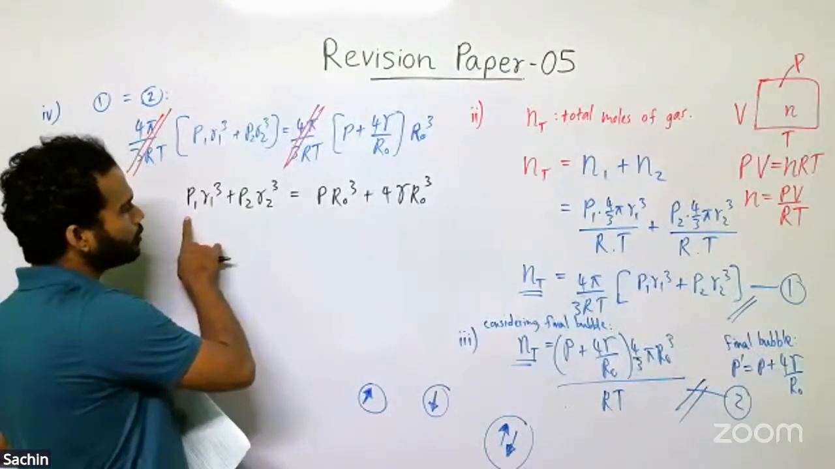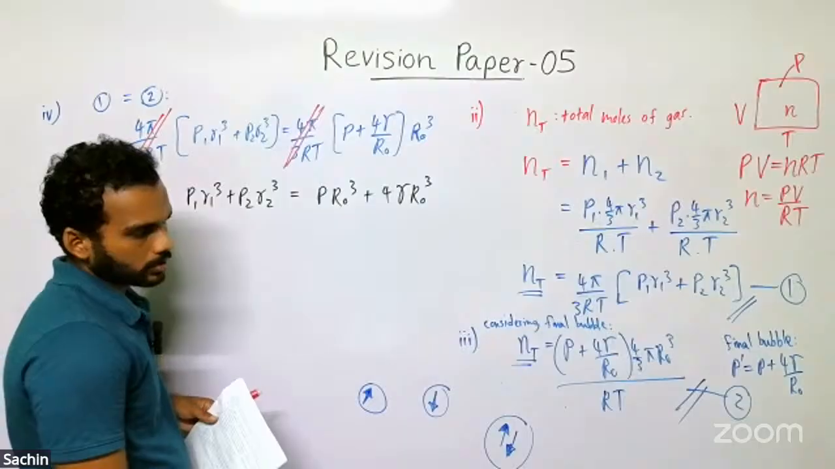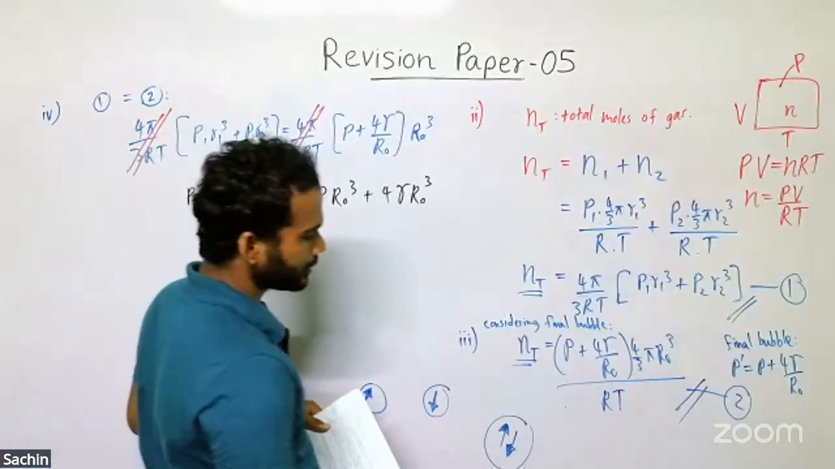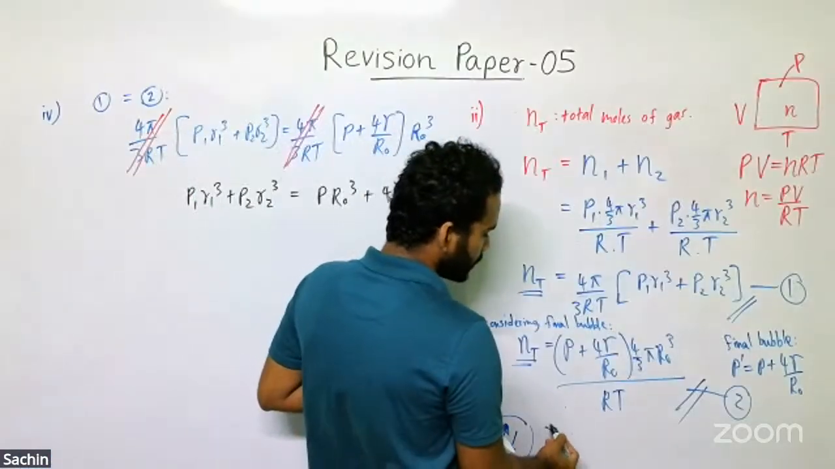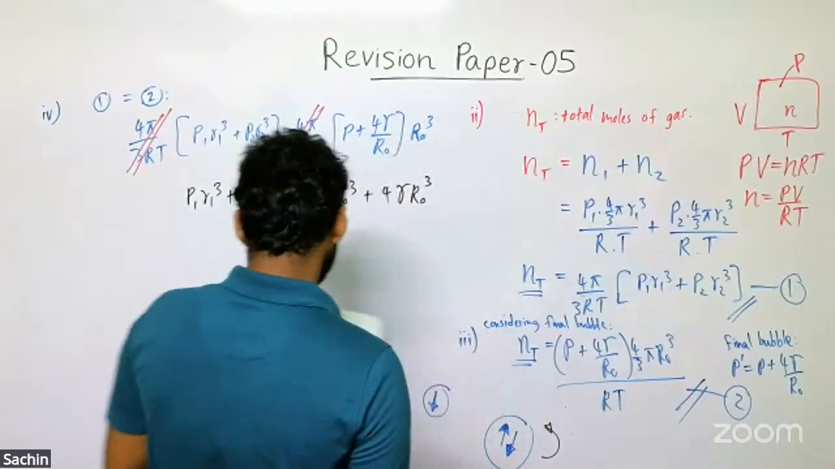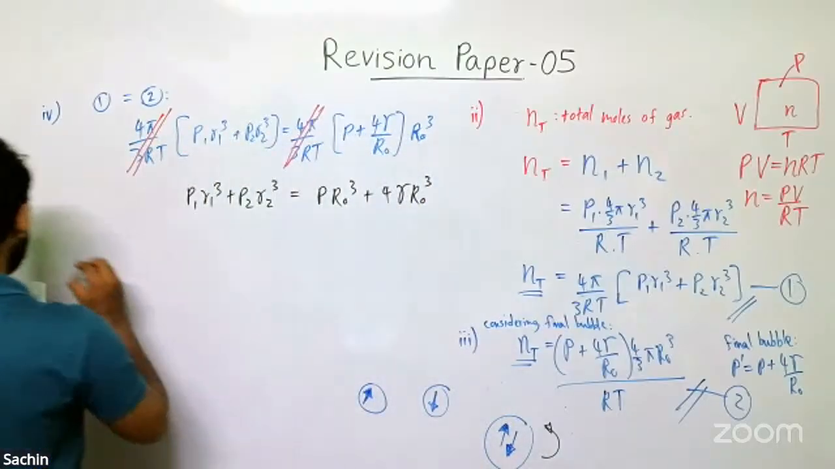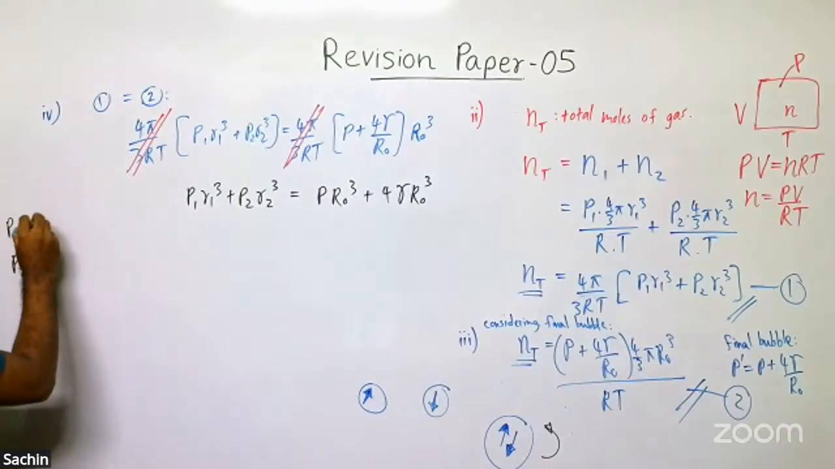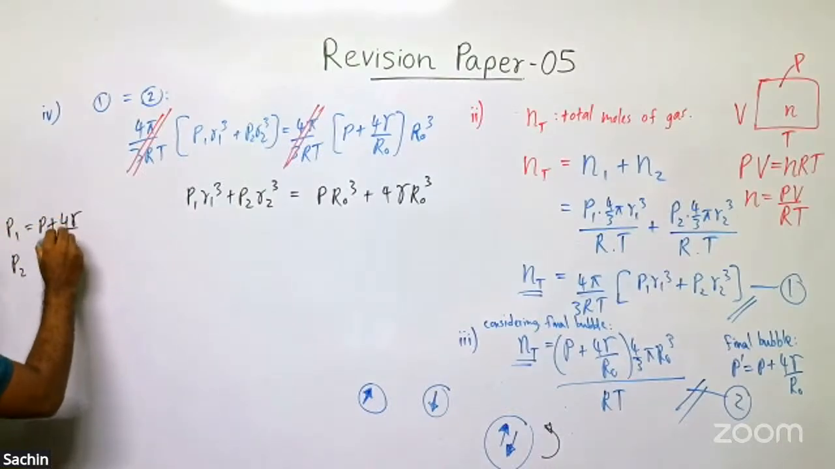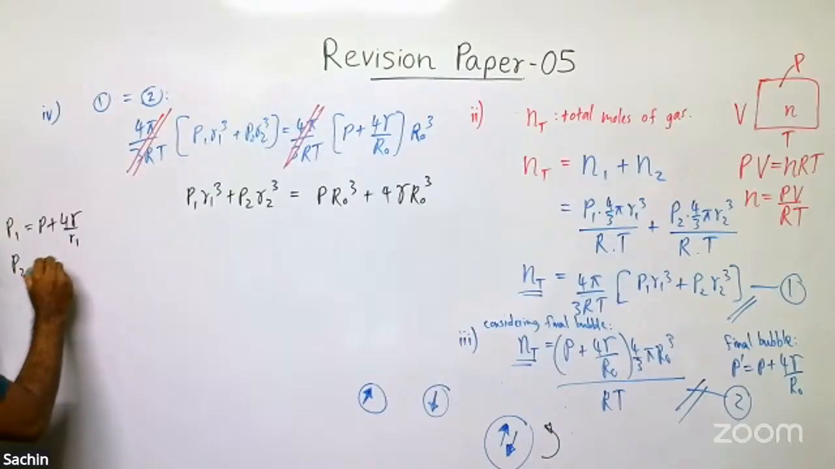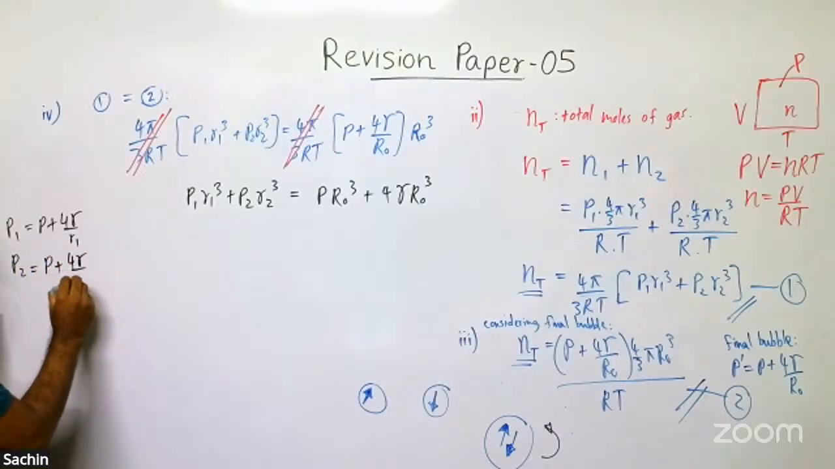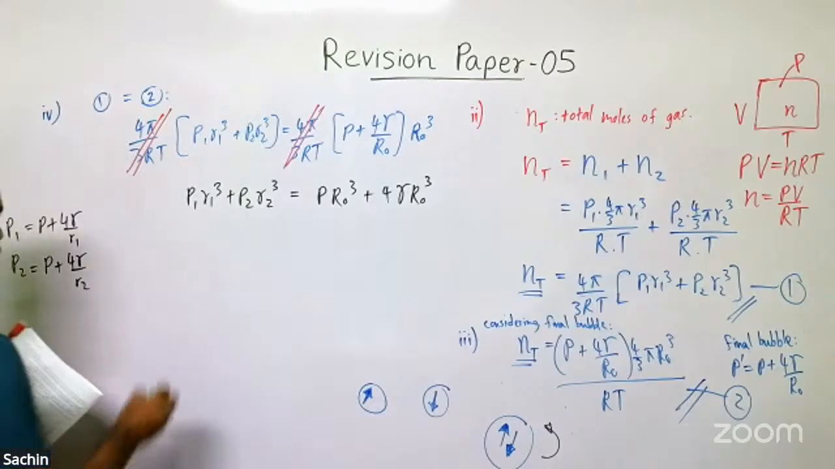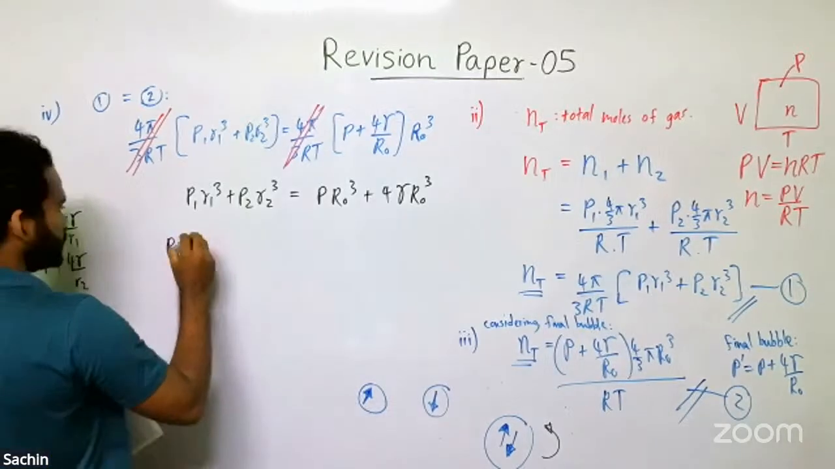So how to remove P1 and P2? In the earlier parts of the question, we initially obtained relationships for P1 and P2, right? P1 was P plus 4 gamma over R1. P2 was P plus 4 gamma over R2. So just substitute it and see the result.